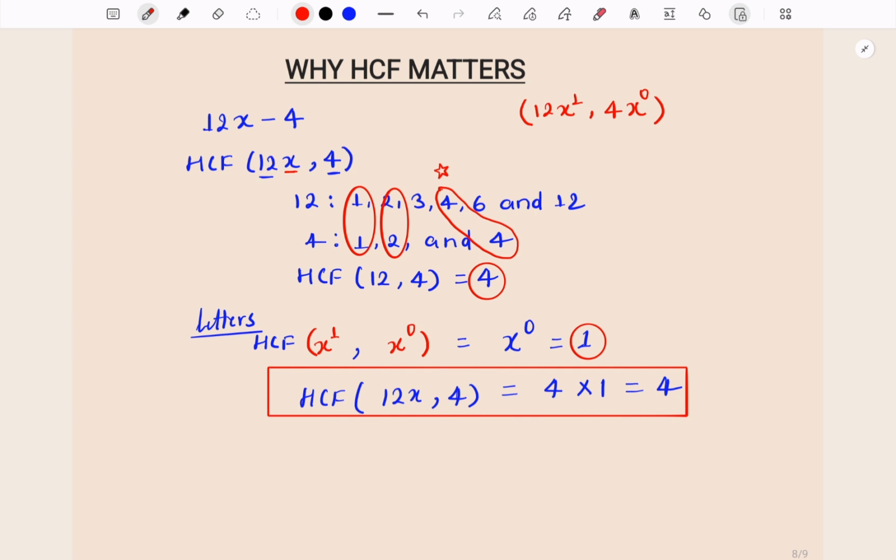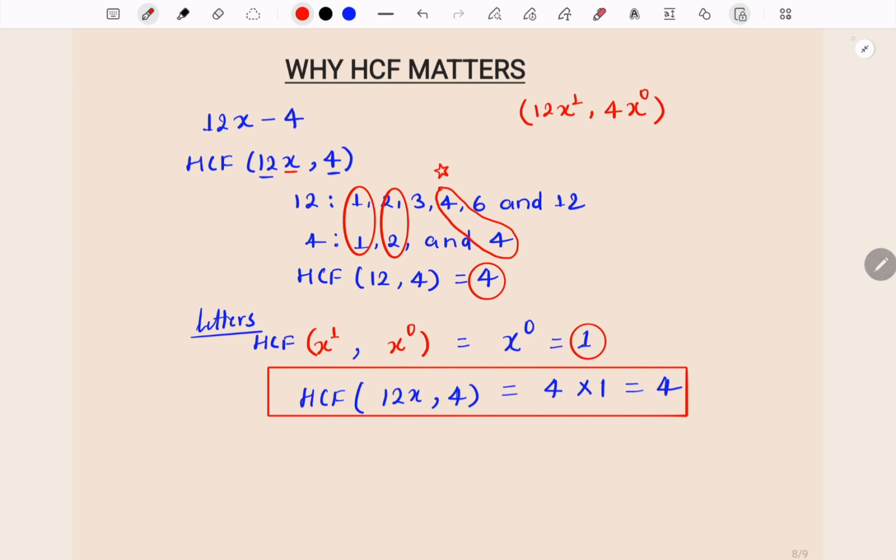But I want you to understand this very important thing, that here we had two terms, 12x and 4. Since x was not present in the second term, we can simply drop x from the final answer, because x is no longer a common factor, as the second term does not contain x.